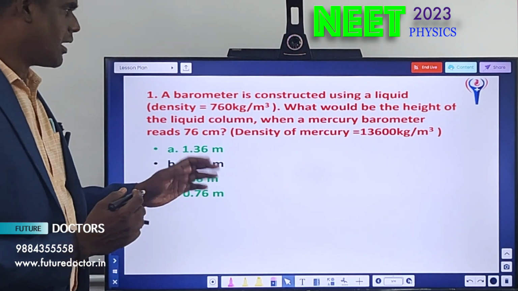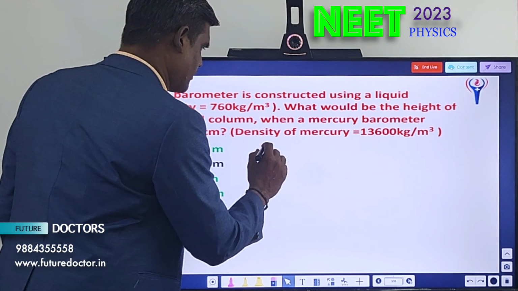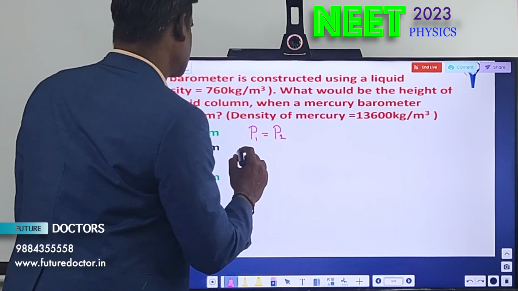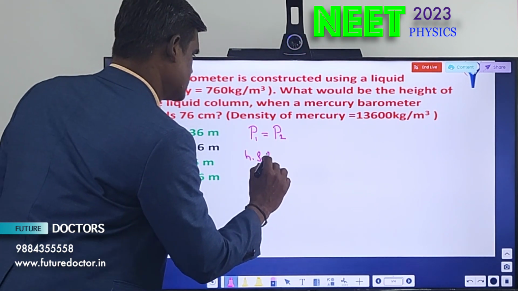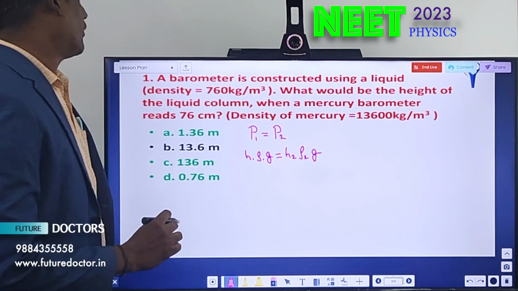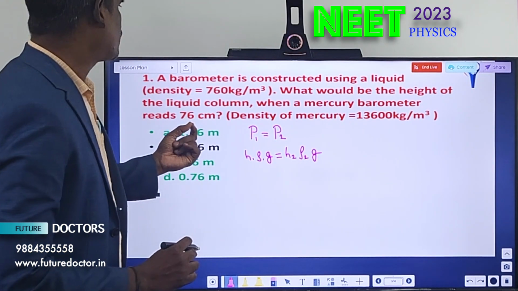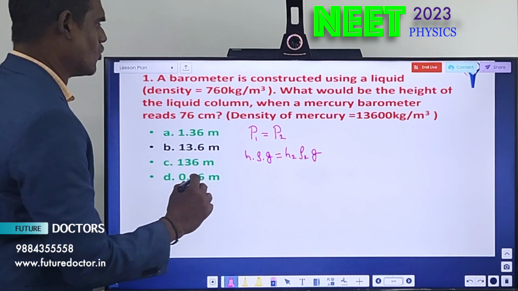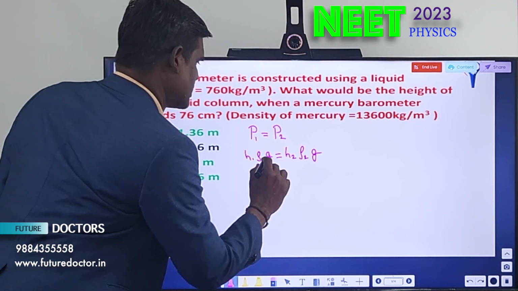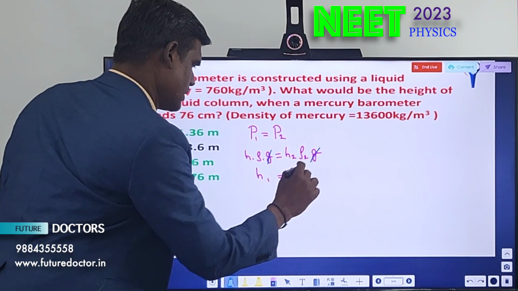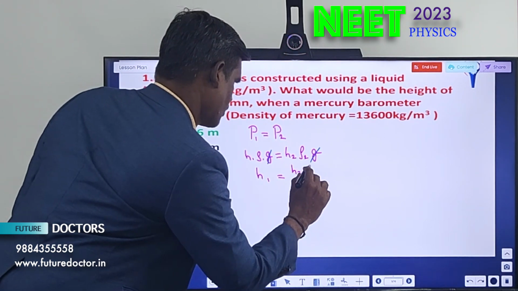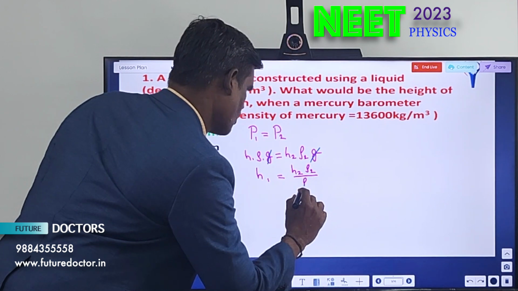That is, pressure at both the sides will be equal. That is the formula: P1 equal to P2. P1 is H1 rho 1 G equal to H2 rho 2 into G. And we want to find the height of the liquid column, so H1 we want to find. Therefore, G getting cancelled, H1 equal to H2 rho 2 by rho 1.